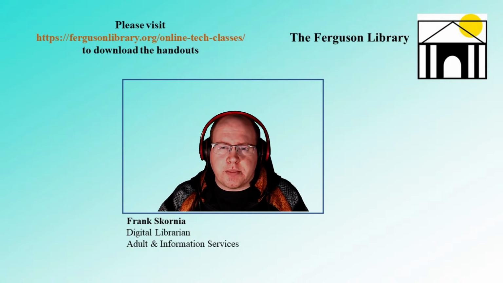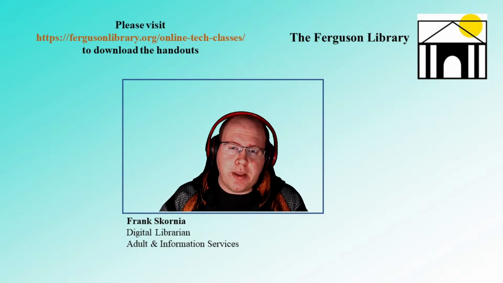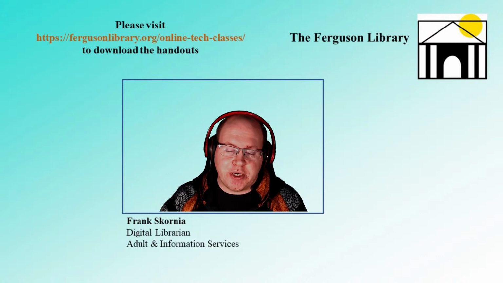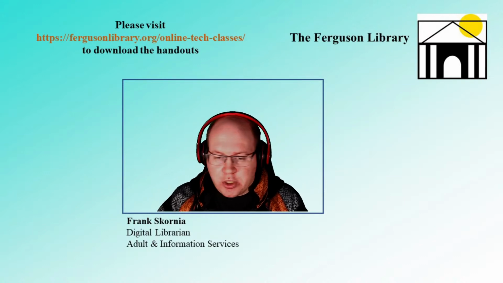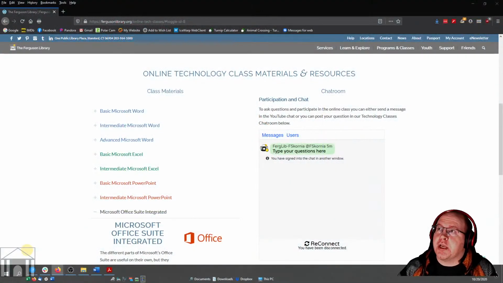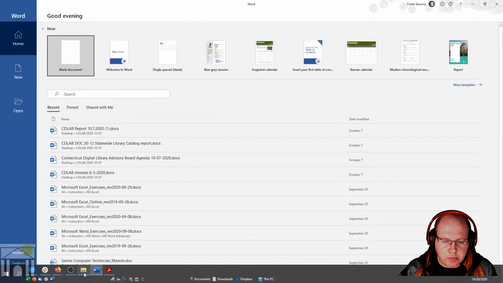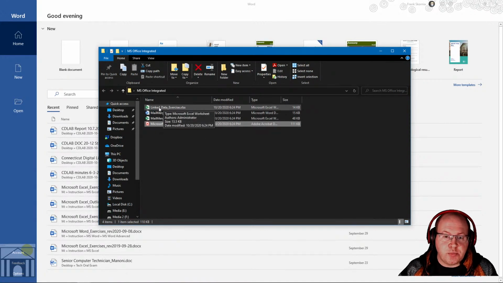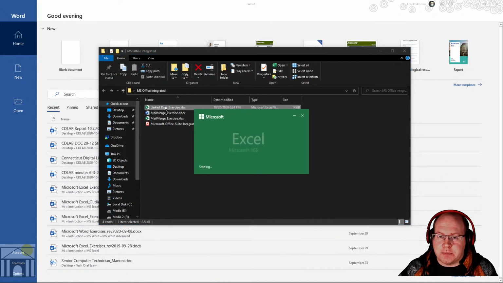What I'm going to do first is demonstrate how to embed a table of information from Microsoft Excel into Microsoft Word. So let me go back to my demo screen so you can see everything that I have going on here. I'm going to start off by opening this linked data exercise spreadsheet file that I downloaded from the online-tech-classes website. Let me open this up so we can see what's here.